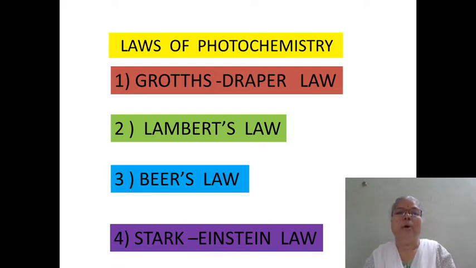In this lecture, we are going to learn in detail Lambert's law, Beer's law, and Stark-Einstein's law. We will see these three laws one by one, along with their mathematical expressions.